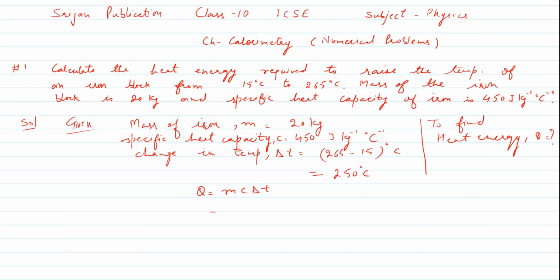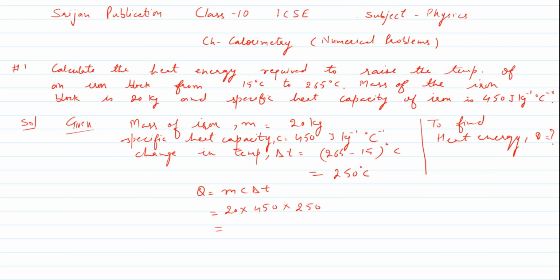M is 20. Before putting the values of the variables in the formula, we need to make sure that all the units are in the same set, that they all are in SI unit. 20 multiplied by C, which is 450, and change in temperature is 250. We have to multiply all this.